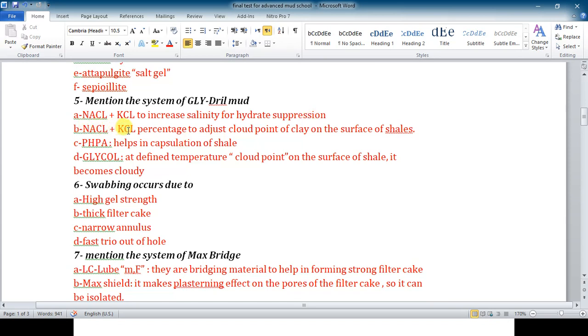Number B, the NaCl and KCl percentage is used to adjust the cloud point temperature of the glycol on the surfaces of the shale. So this makes the inhibition. Number C, we can add the PHPA. It also helps in encapsulation of the shale. And we add the glycol at a defined temperature, called the cloud point, where it transfers from one state to another state, which is cloudy, and so it helps in great inhibition.